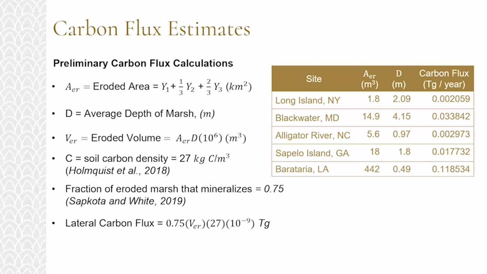Simply, area times depth to get volume. And right now we're using Holmquist's average for carbon content. Another big uncertainty is the fraction of eroded marsh that mineralizes and goes into the water instead of getting buried. For now, we're using the Sepcoda and White value of 0.75, which is from this basin. So yeah, we can get a really simple calculation, right? Just marsh volume times carbon times a fraction to get some initial estimates. This is assuming the full depth.